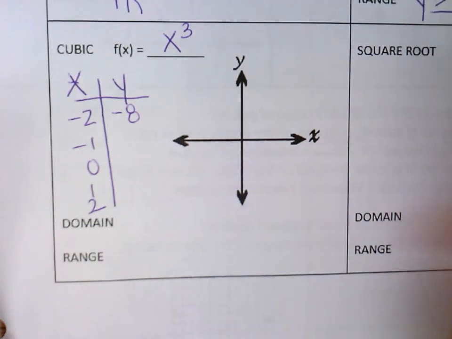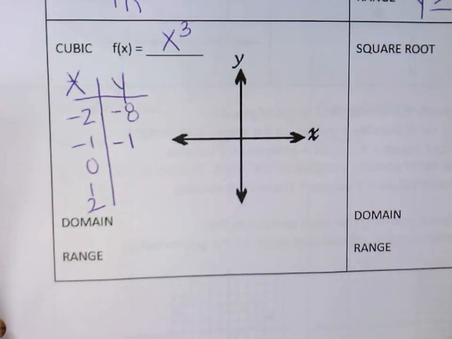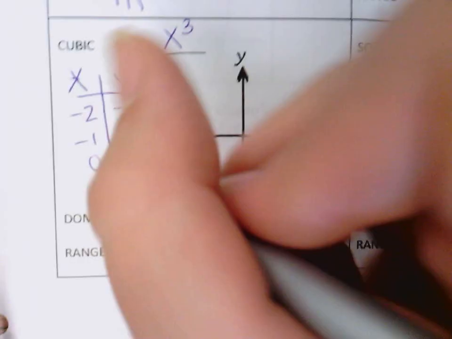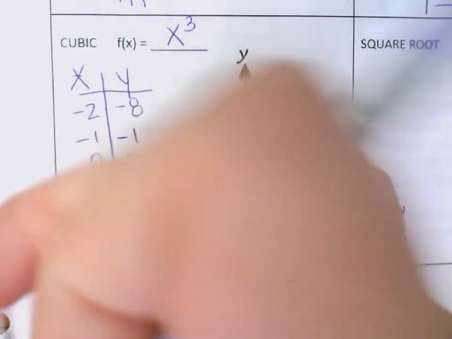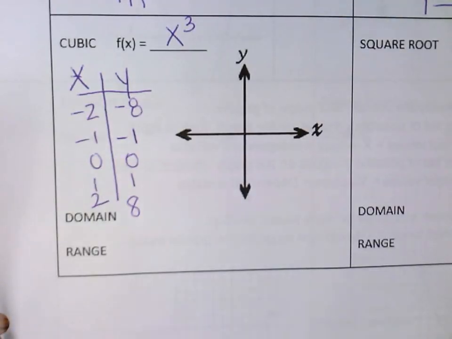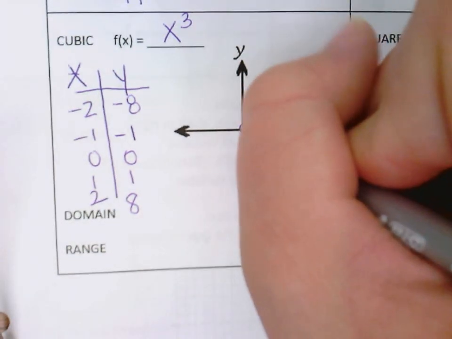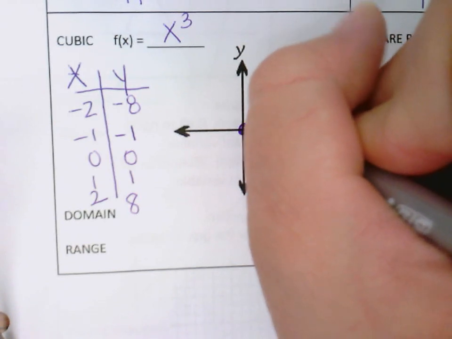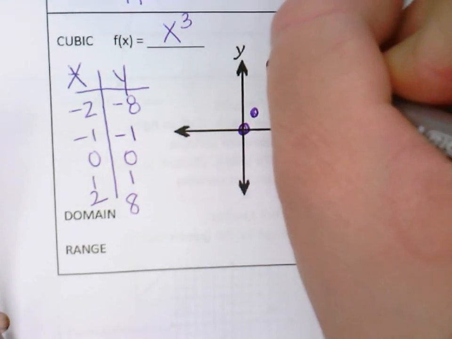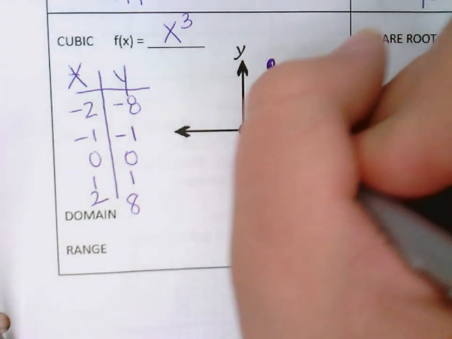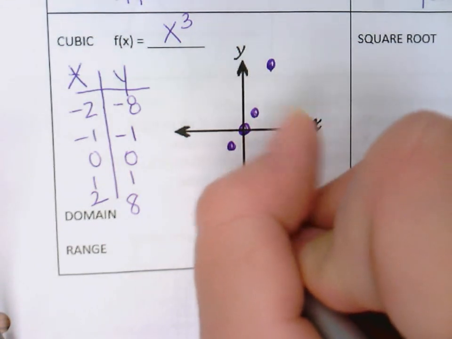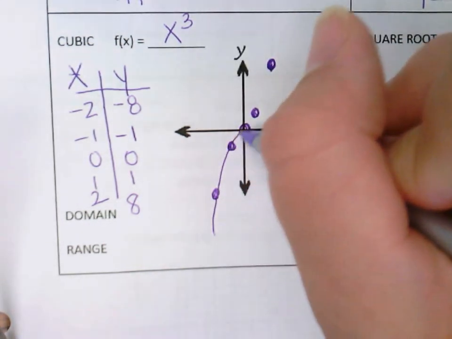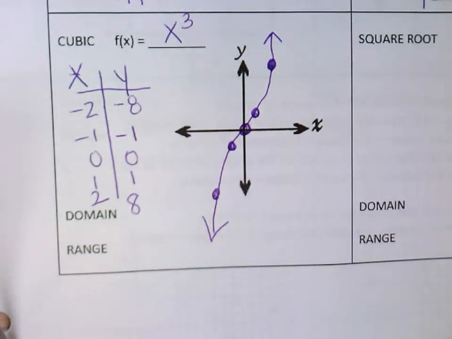So -1 cubed would be -1. 0 times anything is 0, so 0 times 0 times 0 is 0. 1 cubed is 1, and 2 cubed would be 8. So this graph snakes its way through the origin. So 0, 0, 1, 1, and 2, 8 is way up here. And then it has origin symmetry, so it snakes its way to -1, -1, and then -2, -8. So it's a curved graph. This is the parent function.